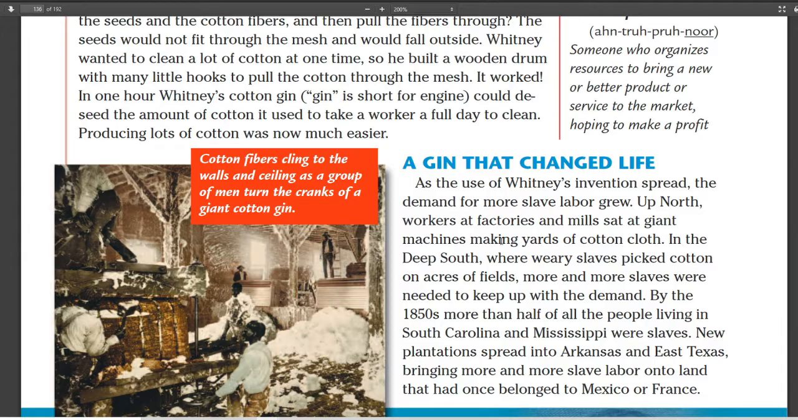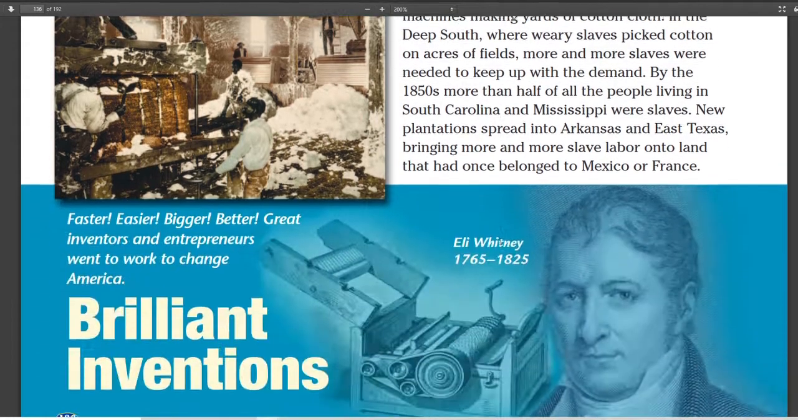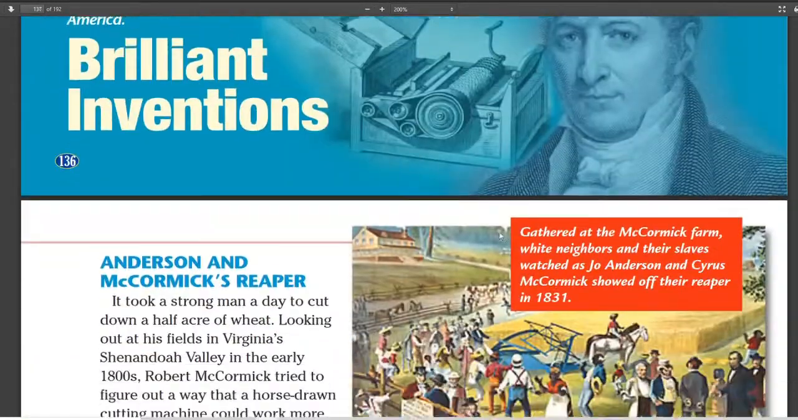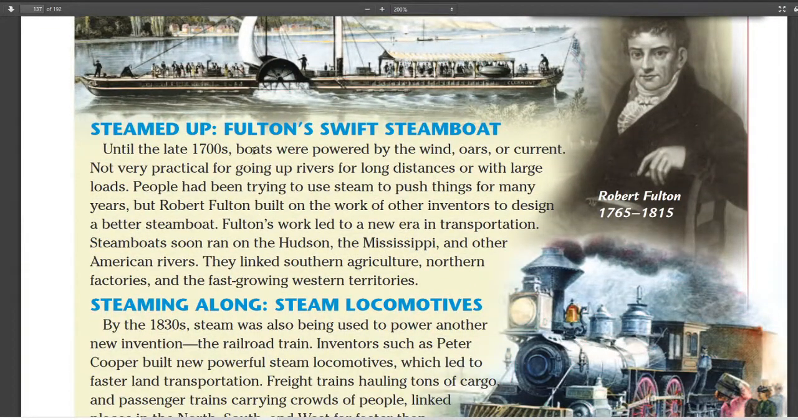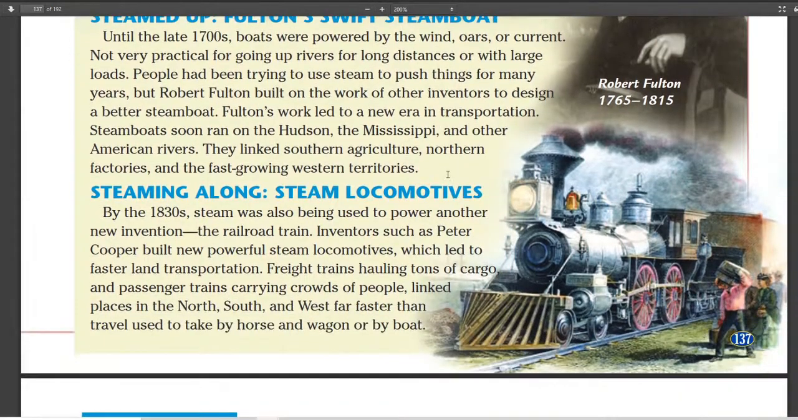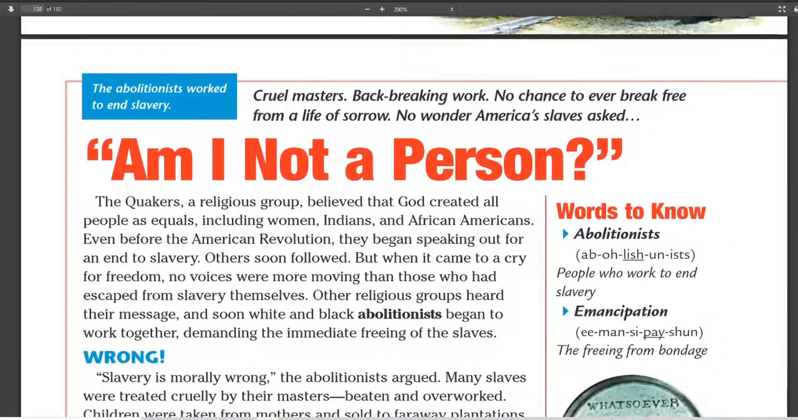Now here's where we get into names. So this is where you want to remember names. You got Cotton Gin for Eli Whitney. You got Anderson McCormick and their Reaper. Robert Fulton and the Steamboat. And then you've got Peter Cooper with the steam locomotive.